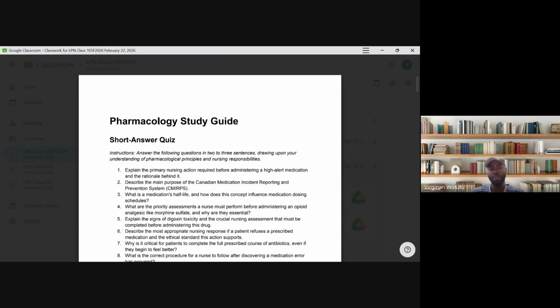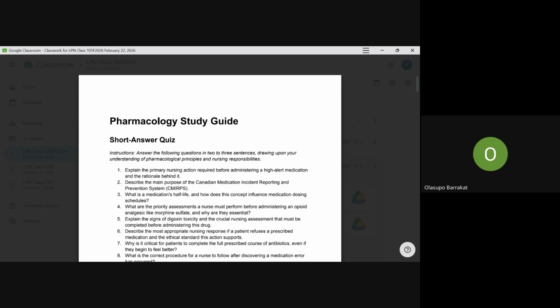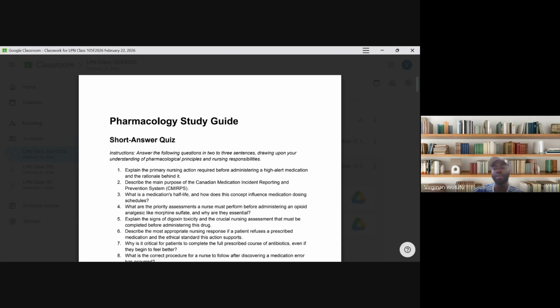Guys, are we together? Yes, we are together. I'm sorry, I joined the class late, so I was not there when you were taking the class. But the primary nursing action should be maybe taking history about the medication, checking the drugs, if it's the right drug, expiry date, right dosage, and everything, and primary vital signs. Okay, that's correct. These are all nursing assessments that are supposed to be carried out before administering any medication.